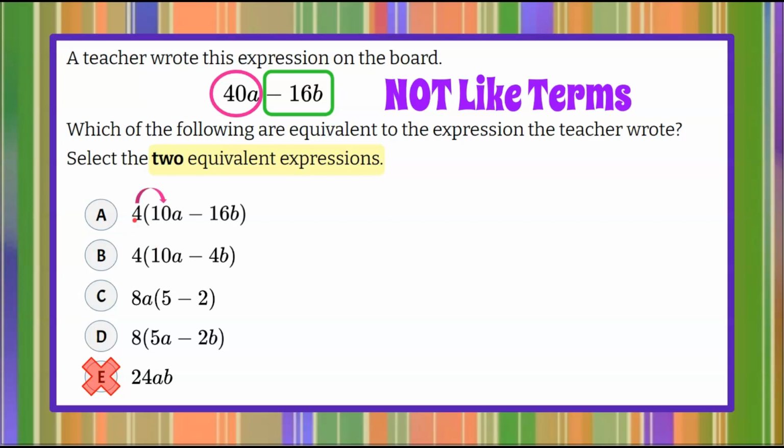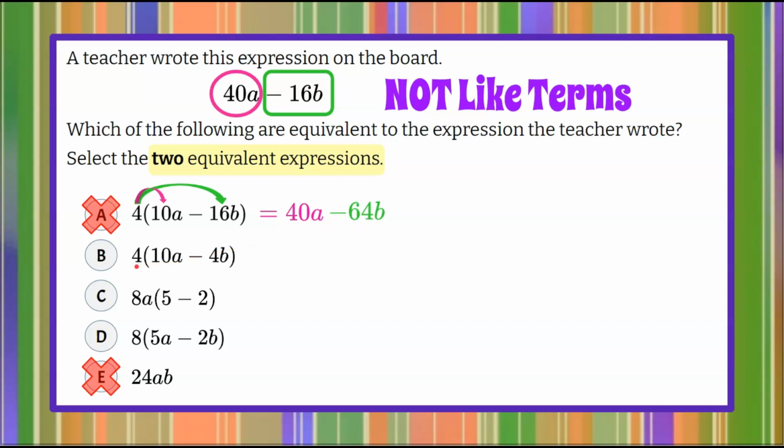So we're going to multiply 4 times 10A, which is 40A. Then we're going to do 4 times negative 16B. 4 times negative 16 is negative 64 times B. So we can see that this is negative 64B and not equivalent to negative 16B. Down to 3 answer choices.